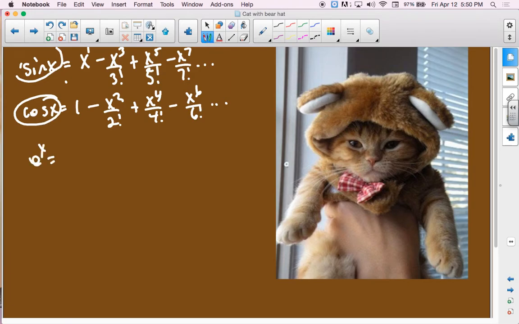And I'm going to give you e to the x on this page, and then we'll verify it. 1 plus x plus x squared over 2 factorial. This is the Maclaurin, which means it's centered at 0. Plus x to the 3rd over 3 factorial.